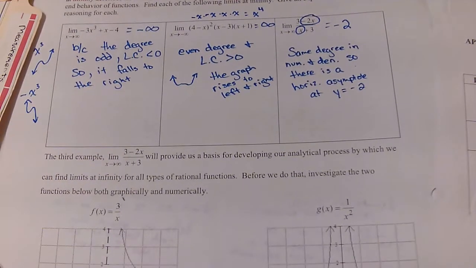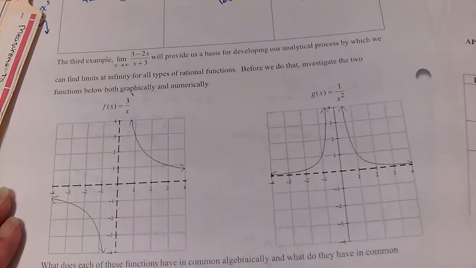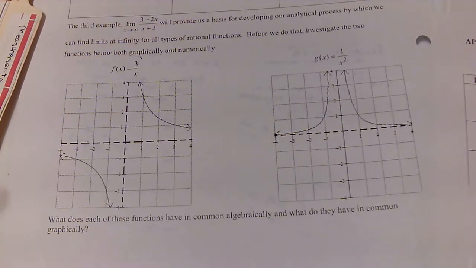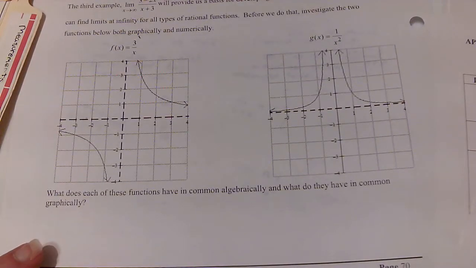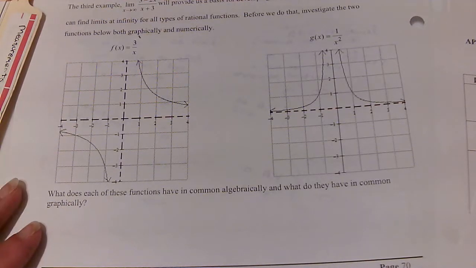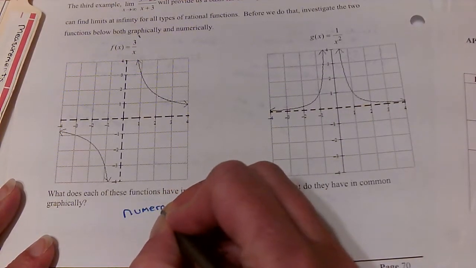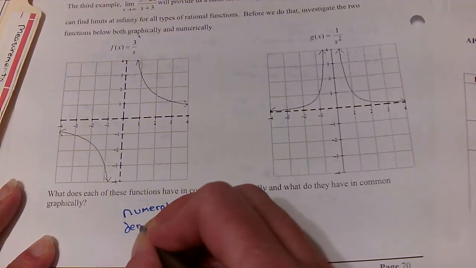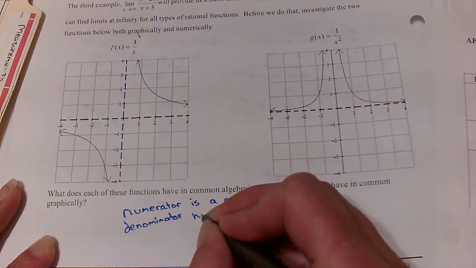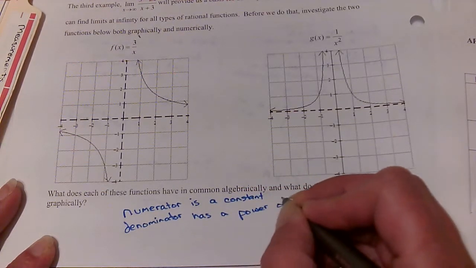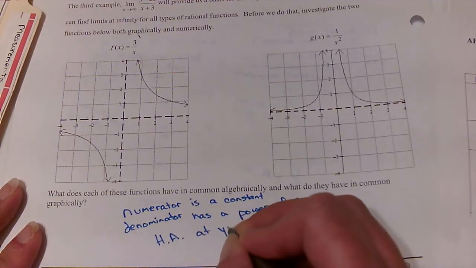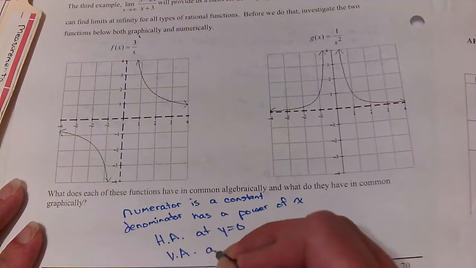Now there's a way to do that pretty fast too, but let's think about more of these rational functions. Here's 2 more. One of them's 3 over x and one's 1 over x squared. What do we notice about each of these? Well, okay, so the numerator is some constant. The denominator has the power of x. And what do they have in common on the graphs? Well, they have a horizontal asymptote at y equals 0. And they actually both have a vertical asymptote at x equals 0.